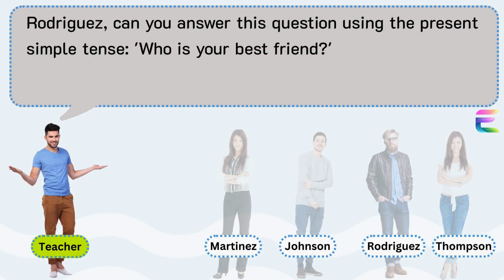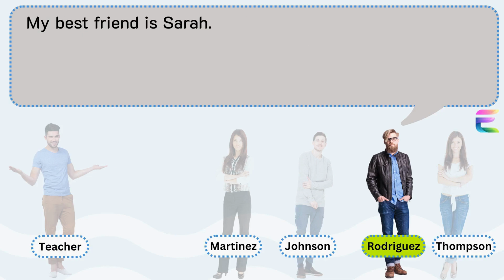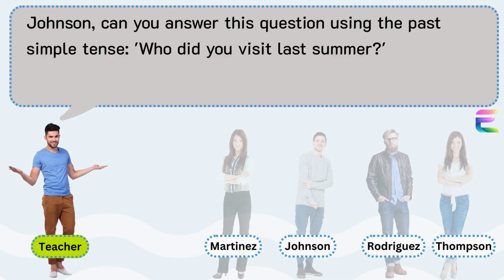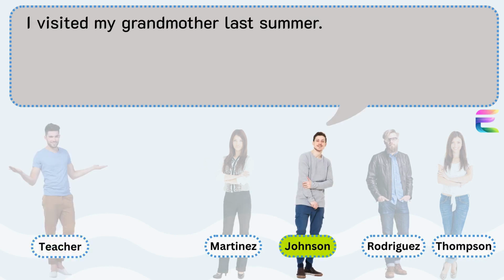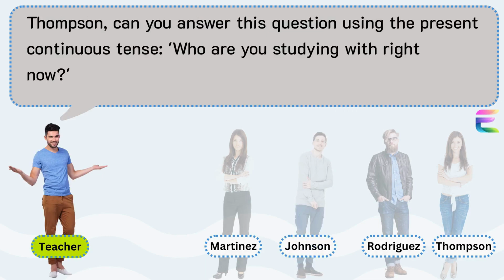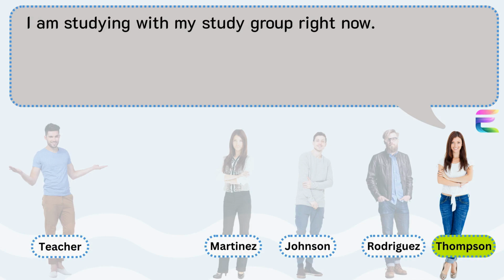Rodriguez, can you answer this question using the present simple tense? Who is your best friend? My best friend is Sarah. Johnson, can you answer this question using the past simple tense? Who did you visit last summer? I visited my grandmother last summer. Thompson, can you answer this question using the present continuous tense? Who are you studying with right now? I am studying with my study group right now.